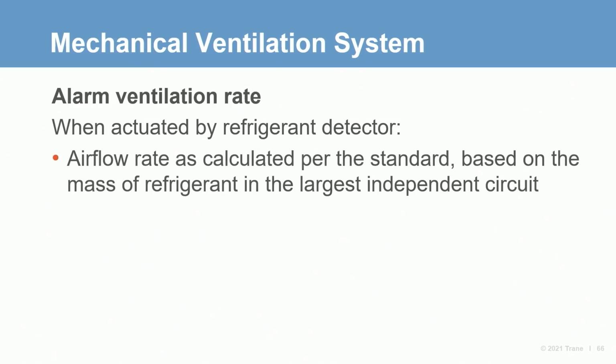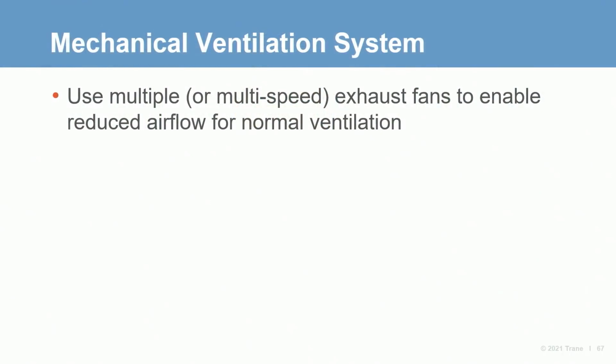This airflow is calculated based on the mass of refrigerant in the largest circuit, and not the total amount of refrigerant in all systems located in the room. Note that the equation for calculating this alarm ventilation rate does differ based on the refrigerant safety classification. For example, for A2L or B2L refrigerants, this rate also depends on the system's operating pressure. Now, in order to provide these 2 different ventilation rates, use either multiple exhaust fans or a multi-speed fan.